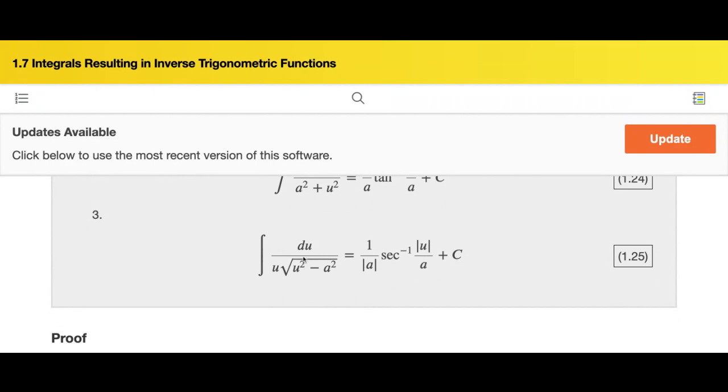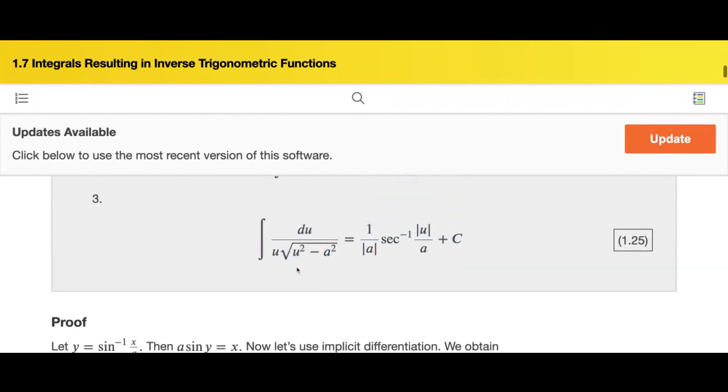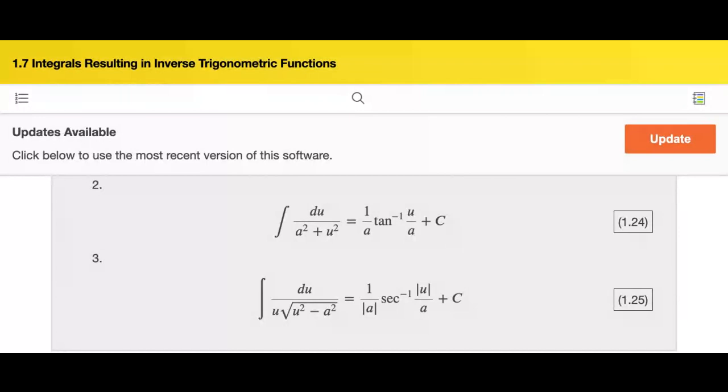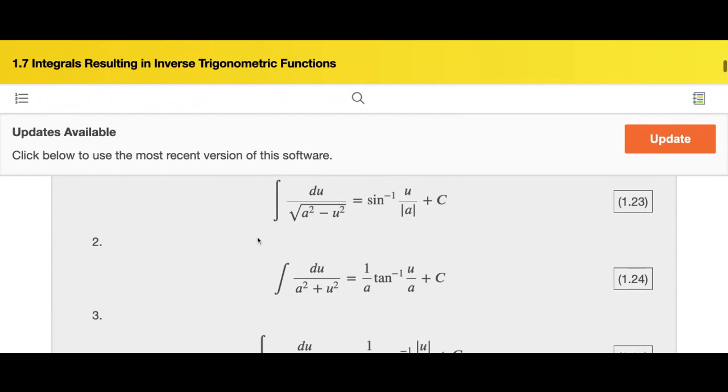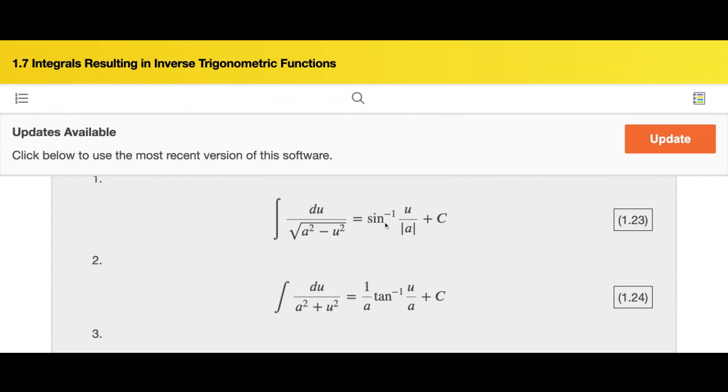So this one, again, I don't remember, so I'm not requiring you to remember. If it did happen in the test, I'm going to give you the formula. But try to remember the first two. So arcsine, u divided by absolute value of a plus c. The integral has a form 1 over square root of a squared minus u squared. And arctangent has a form of 1 over a squared plus u squared.